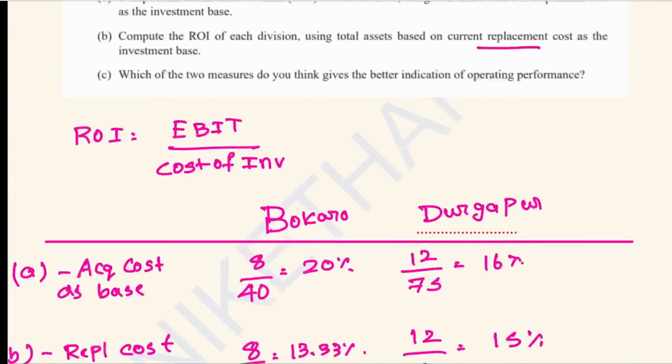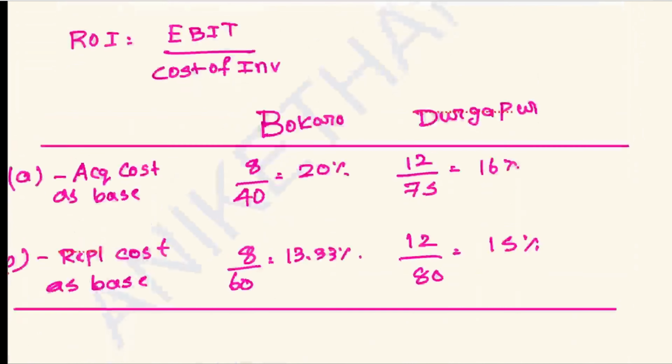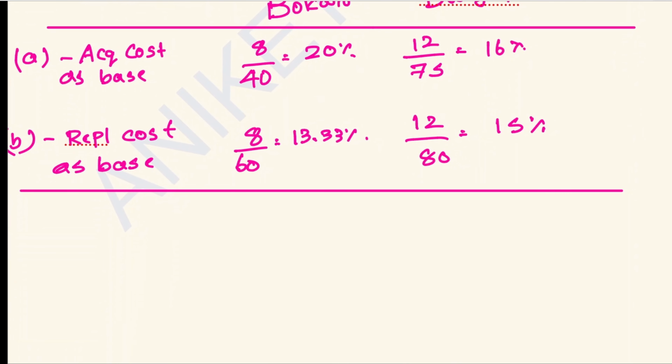Now the third question they are asking: which of the 2 measures do you think gives the better indicator of operating performance? So here you have to use certain logic. I have invested 100 rupees. I have generated 10 rupees. So my ROI is 10%. But when a company is doing it, they also do depreciation, so the carrying value comes down. Or they have acquired these assets maybe 10 years back, when the cost of equipment was less. And now I am generating 10 rupees using the 10-year-old machinery. So that means my base, the denominator, is lower.